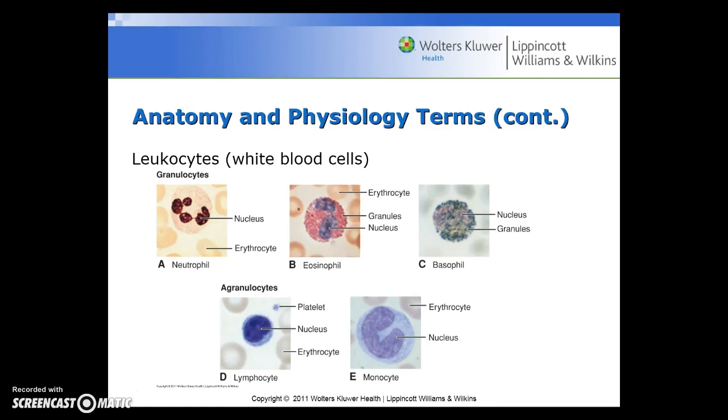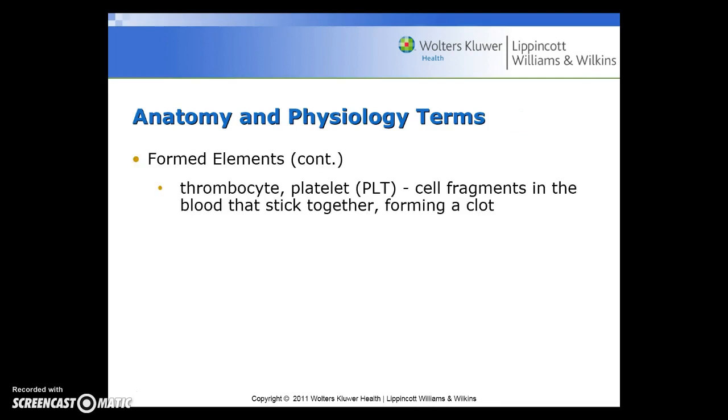So here we see the leukocytes, or the white blood cells. A is the neutrophil, B is the eosinophil, C is the basophil, D is a lymphocyte, and E is a monocyte. Thrombocyte, or a platelet, abbreviated PLT, refers to the cell fragments in the blood that stick together, forming a clot.